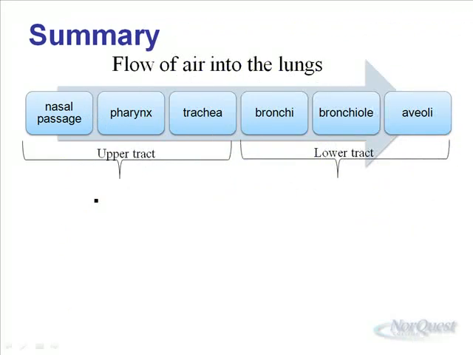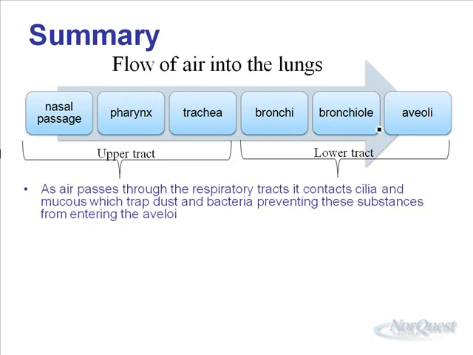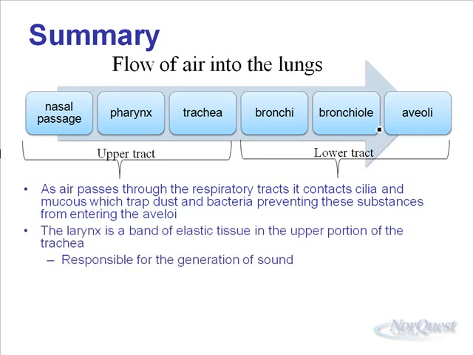So here's a breakdown of our respiratory tract. Again, short lecture. It's really just getting the terms down, getting them in the right order. We have our upper respiratory tract, which consists of the nasal passage, the pharynx, and the trachea, and then the lower respiratory tract, which is the bronchi, the bronchioles, and the alveoli. As air passes through our respiratory tract, it comes in contact with cilia and mucus. Those things trap the destined bacteria, preventing them from entering our alveoli.